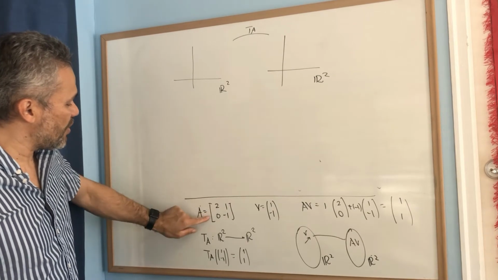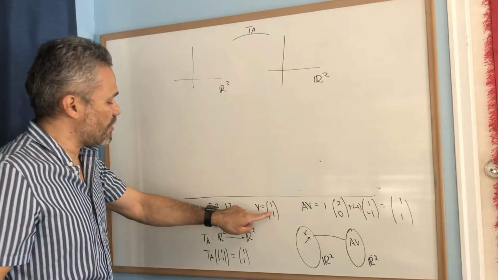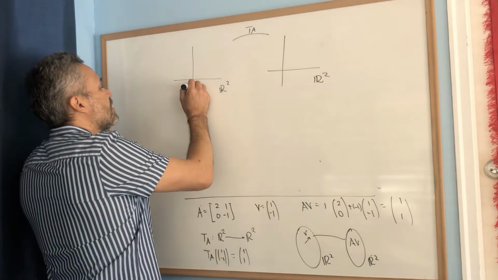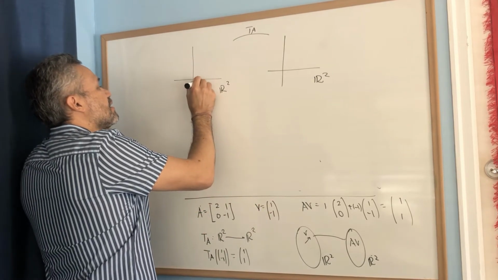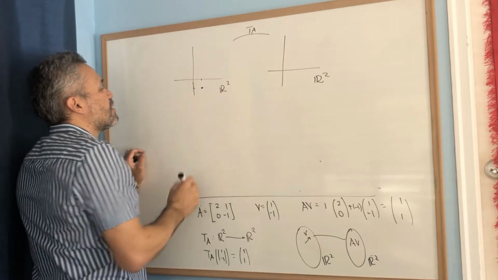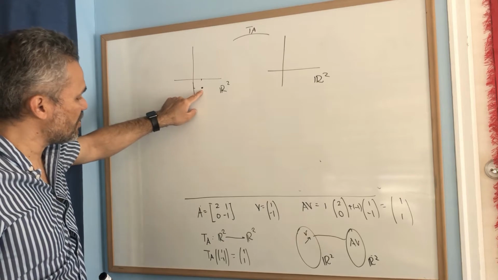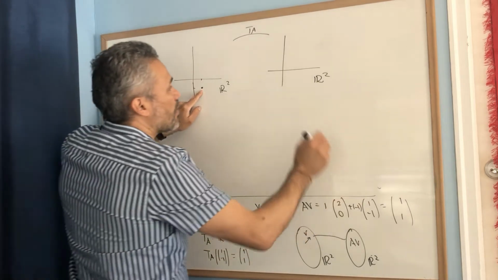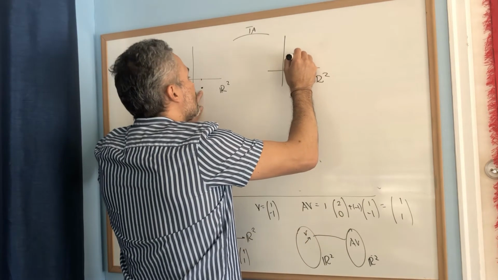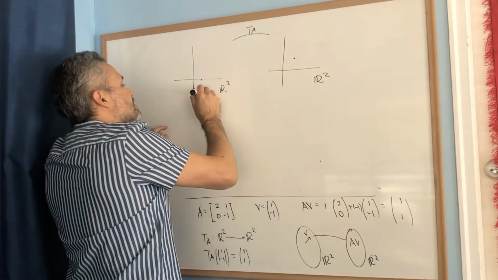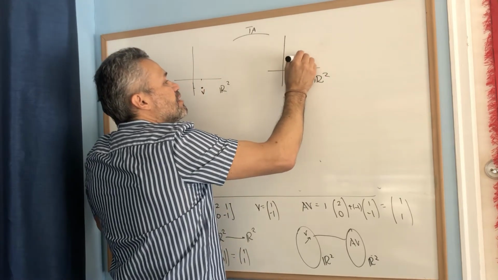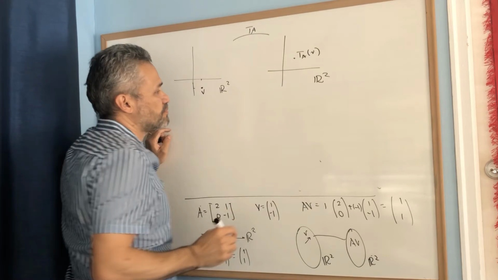Then this transformation takes the point, the vector 1, negative 1. 1, negative 1 is something like here. We can think of this as a point or as a vector, and it sends it to 1, 1. If this is B, this is T of A of B.